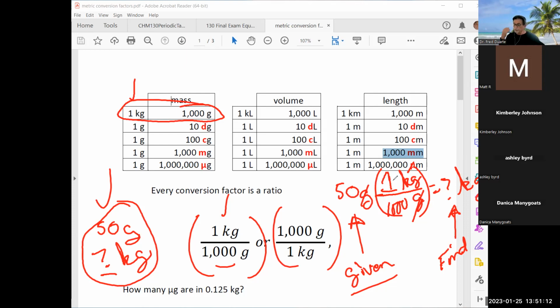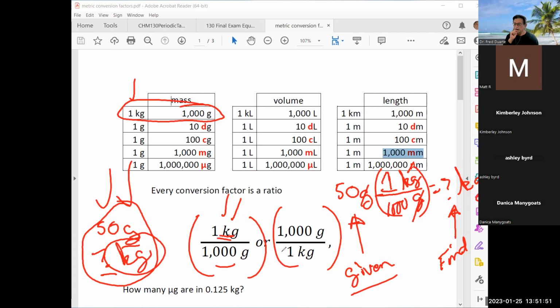Now the math is on you. It's a matter of taking 50 and dividing by 1,000 to give me the particular answer. Okay. So the takeaway here is this: when you're given a problem like this, you're always given a unit, a value, and a unit, and you're always asked what is the number in whatever new unit. And the thing to remember is your conversion factor should always have the unit you're looking for in the numerator right here.